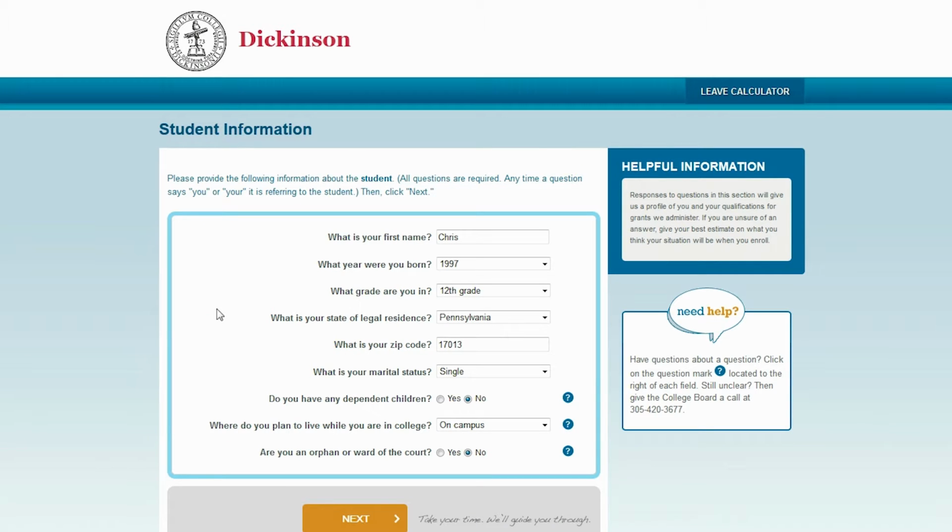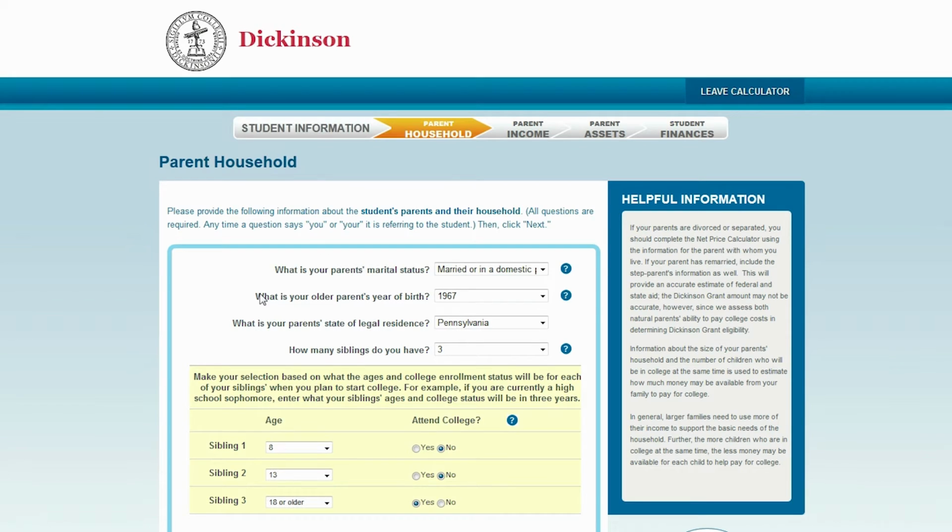This is going to be page 1. And the first important thing to notice is at the top, it says student information. So when it asks, what is your first name, your is referring to the student, not the parent. Page 2, we'll get into parent information and we'll show you the difference there. And all this is basic, simple information about name, age, where you live, zip code, etc. So I clicked on next.